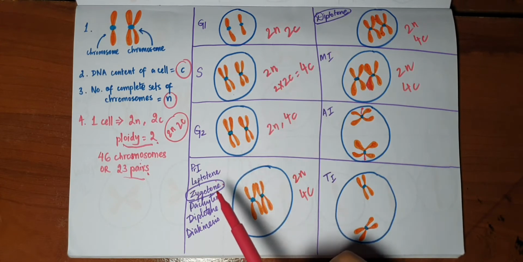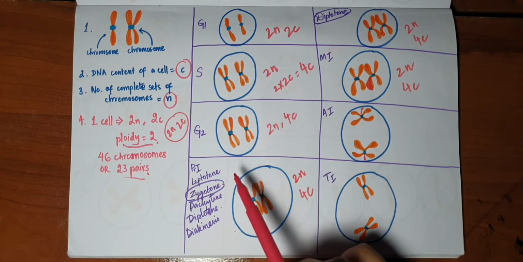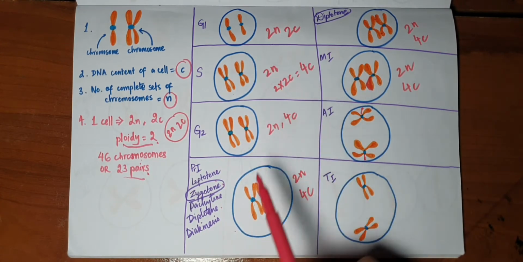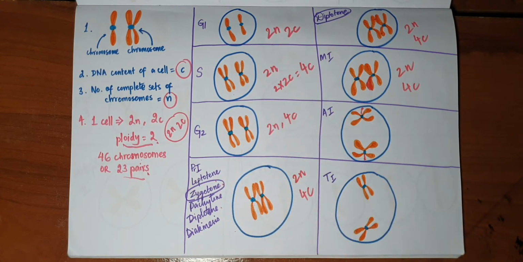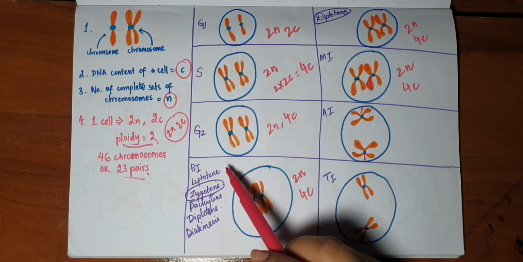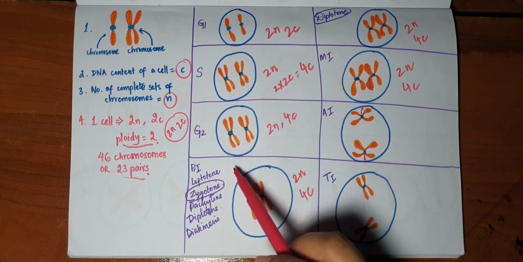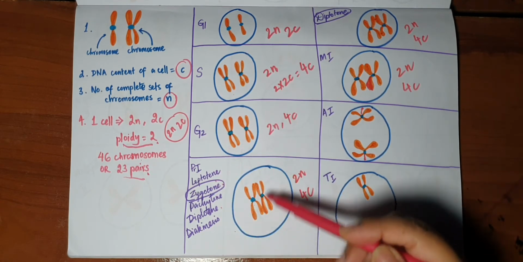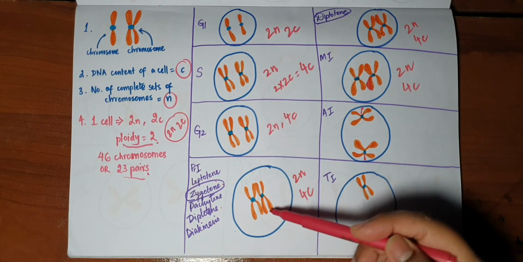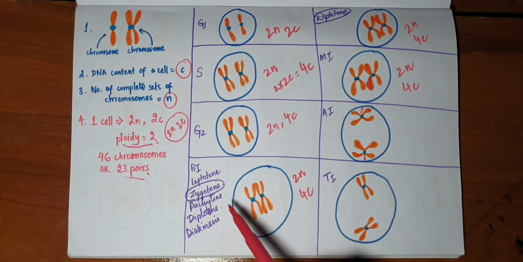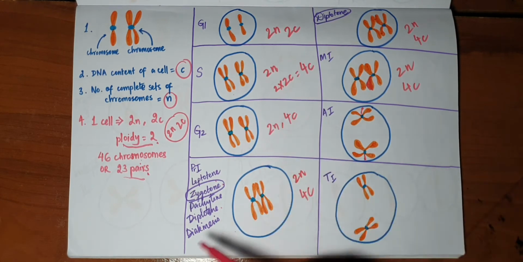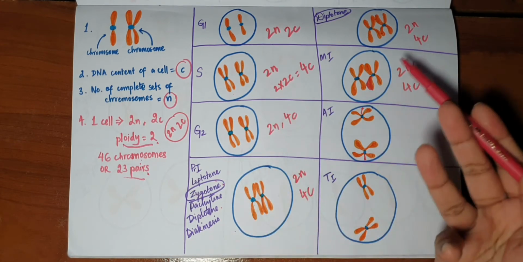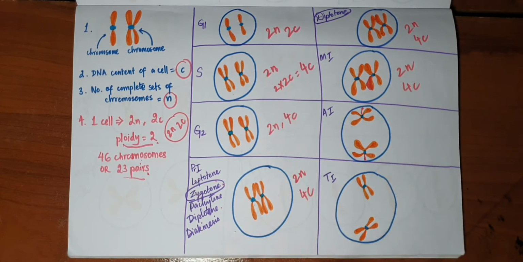Now coming to prophase 1, which is meiosis 1's first phase. Okay, so prophase is made up of leptotene, zygotene, pachytene, diplotene and diakinesis. Now leptotene is just chromosomal condensation. In zygotene, homologous chromosomes are arranged next to each other. In pachytene, they'll be crossing over, and then in diplotene, they'll separate and form chiasmata, and then diakinesis, then they enter metaphase. So here nothing changes.